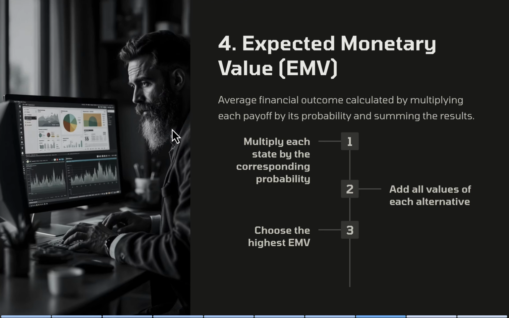The fourth criterion is expected monetary value, or EMV. Expected monetary value is the average financial outcome calculated by multiplying each payoff by its probability and then summing up the results. So there are three steps. One, multiply each expected payoff by its probability, then add all the values of each alternative, and then choose the highest one.